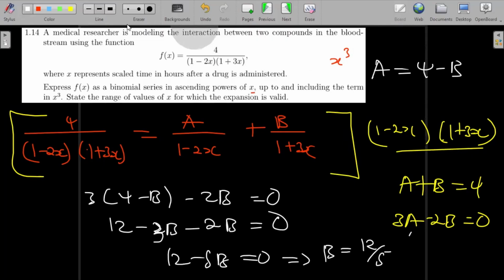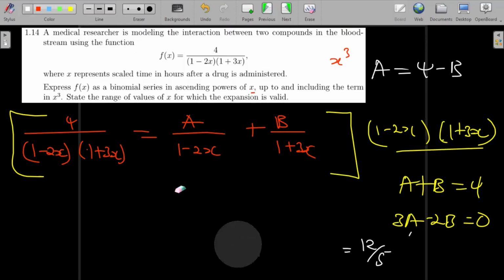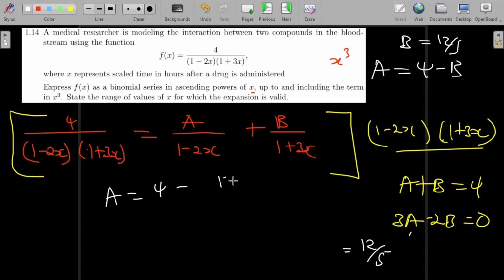Okay, so if my B is 12 over 5, then what will be my A? So B is 12 over 5, so it means A will just be 4 minus 12 over 5.